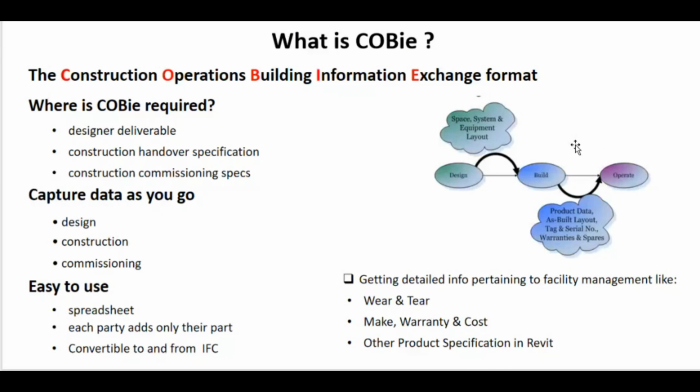You can see there is one example. In the design stage, we will be taking care of space, system, equipment, layout, those things. Coming to the build stage, the construction stage, we will be taking care of product data, and then as-built layout, tag and serial number, warranty, and stats. Tag, asset tag, is a very important thing.